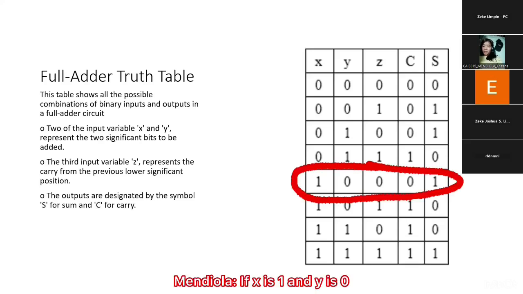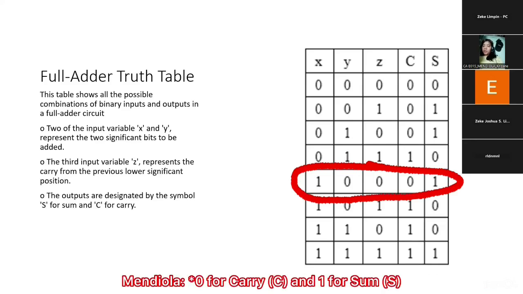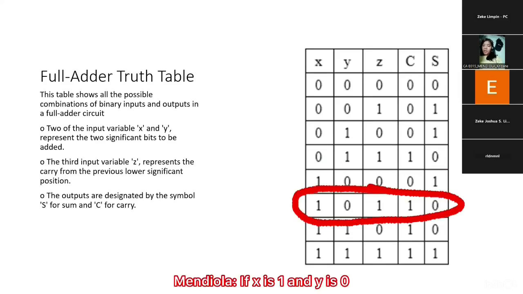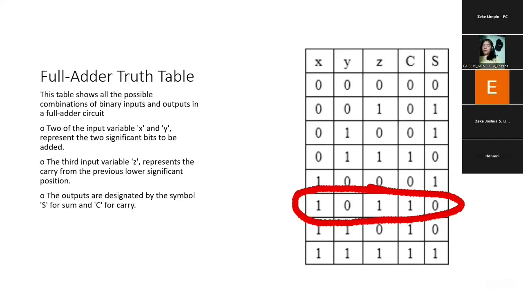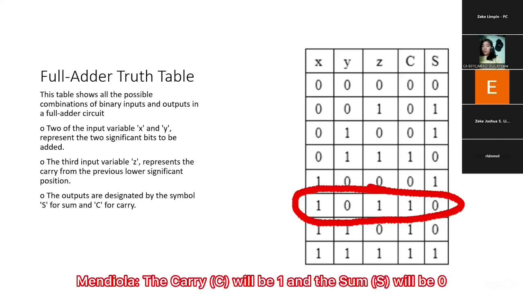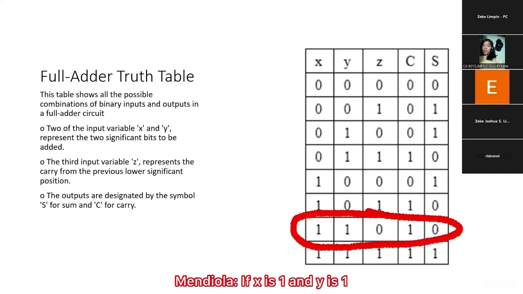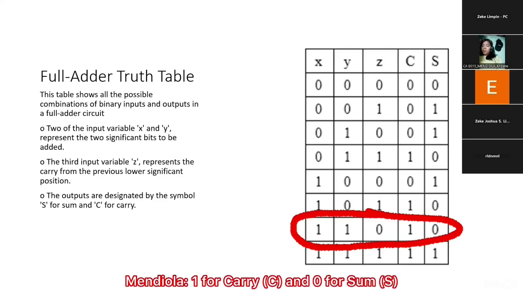Next, if x is 1 and y is 0, the carry from the previous lower significant position is 0. The output will be 0 for carry and 1 for sum. Next, if x is 1 and y is 0, the carry from the previous lower significant is 1. The carry will be 1 and the sum is 0. Next, if x is 1 and y is 1, the carry from the previous lower significant position is 0. The output will be 1 for carry and 0 for sum.